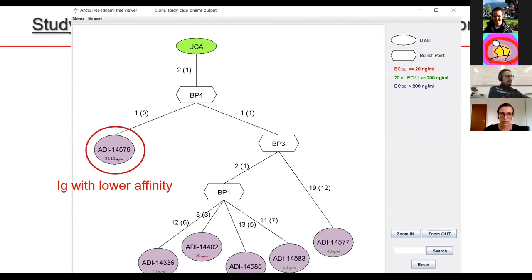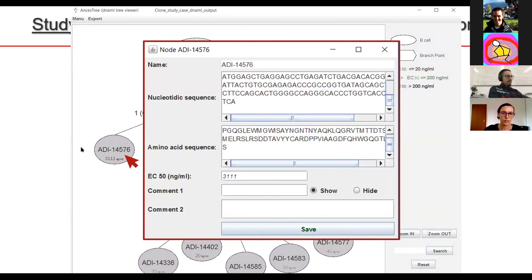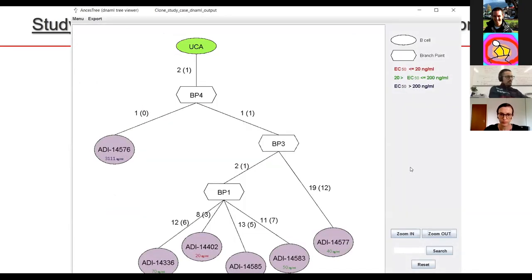So you have the possibility to interact with the tree. If you click on each node, you have access to the sequences, also some features specific to antibodies. And as you can see also, between each node, we write the numbers. The first number is the number of nucleotide mutations, and the second one is the number of amino acid mutations.